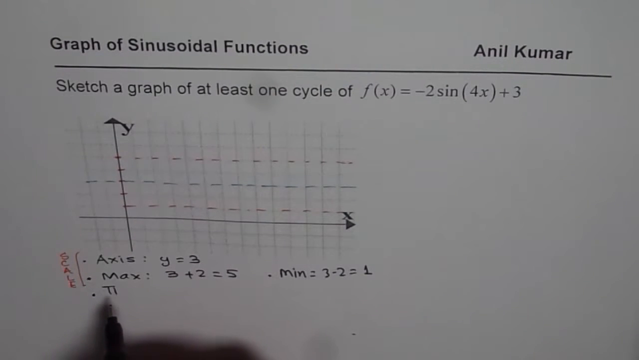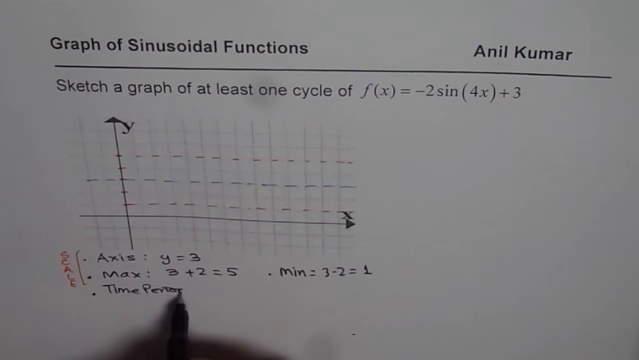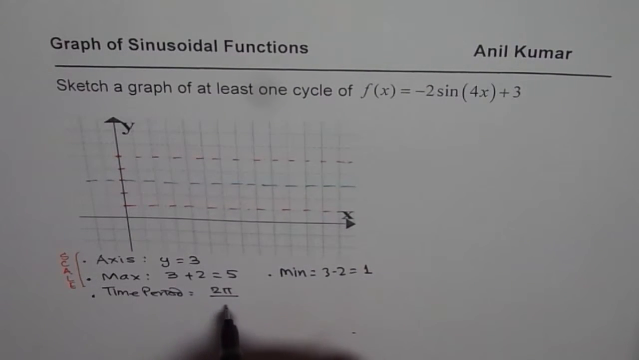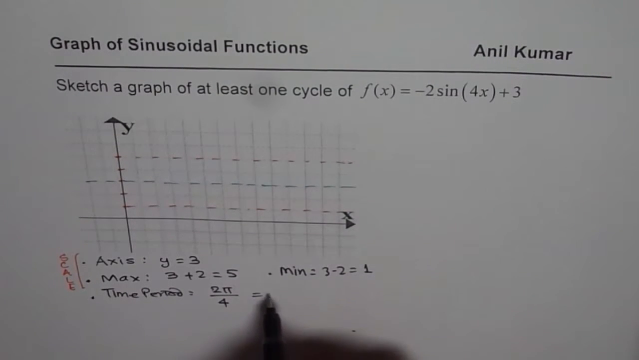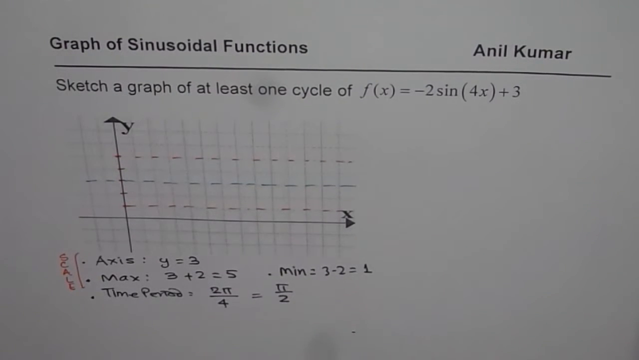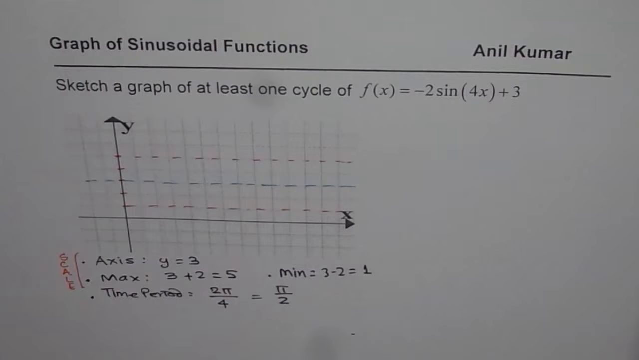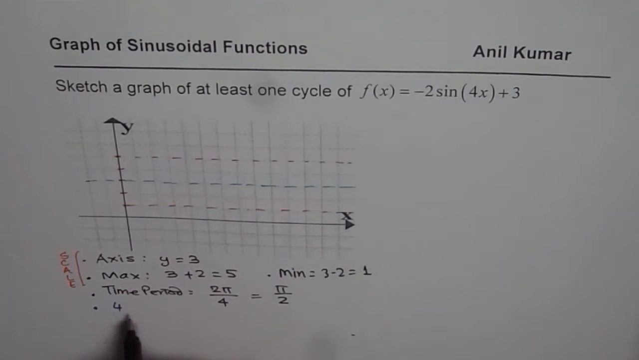So for horizontal scale we need time period. So the time period is 2 pi divided by the k value, which is 4 for us. Those of you who are doing with degrees, they will do 360 divided by 4, correct? So in this case time period is pi by 2, right? So pi by 2 is the time period for us. Once you get the time period, you have to divide into 4 equal quarters, right? So next step is, let me write it in a different way. We want 4 quarters.